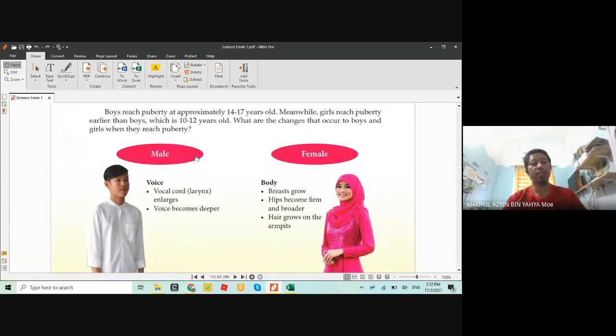So there are differences between male and female, boys and girls. Boys reach puberty at approximately 14 to 17 years old. Meanwhile, girls reach puberty earlier than boys, perempuan lebih awal, which is about 10 to 12 years old. In simple words, I think almost all the girls in this 1B4 class have reached puberty already. Boys maybe not yet. So what are the changes that occur to boys and girls when they reach puberty?